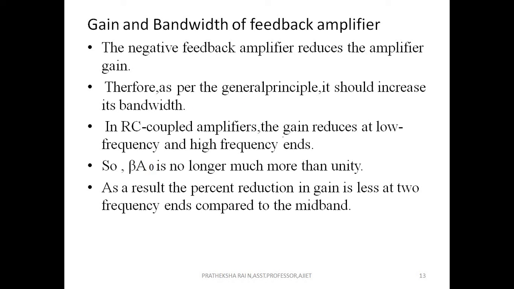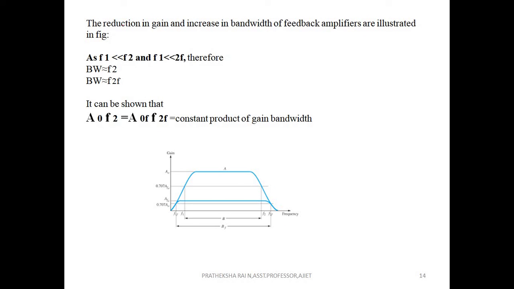In an RC coupled amplifier, the gain reduces at the low frequency and high frequency ends. So beta A naught is no longer much more than unity. As a result, the percentage reduction in gain is less at the two frequency ends compared to the midband. So the reduction in gain and increase in bandwidth with feedback, you can write like this.